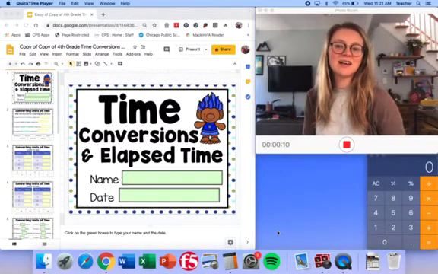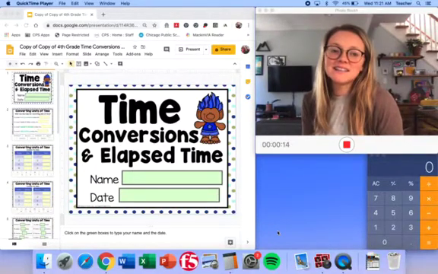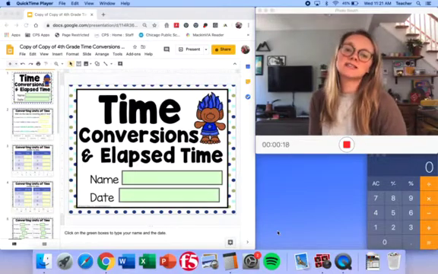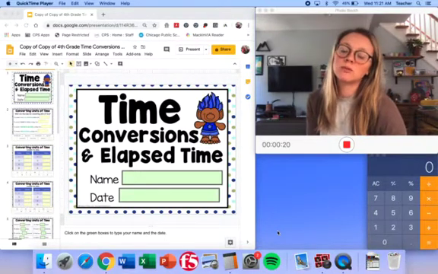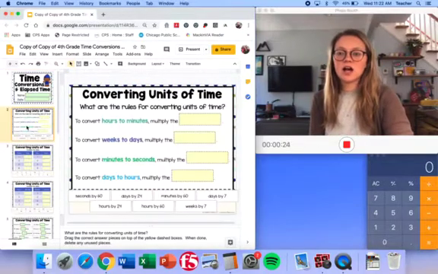Today we're going to be talking about conversions of time, which I'm really excited about because it does relate to what we're talking about in science, and it's also the thing that I think you're going to be most familiar with in this unit. So let's go ahead and get started talking about conversions of units of time.